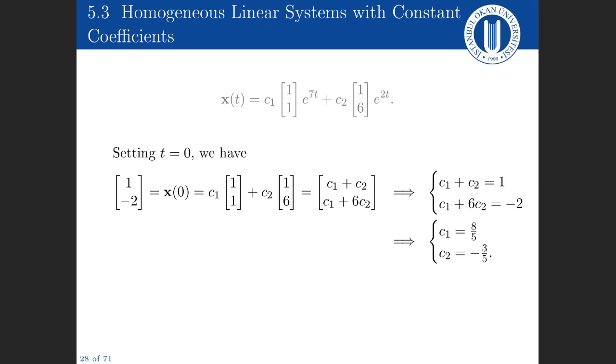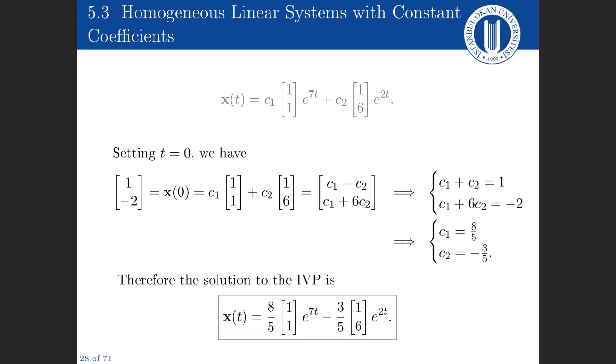And then we're ready to write down the answer to this problem. The solution to the initial value problem is 8 over 5, 1, 1, e to the power 7t, minus 3 over 5, 1, 6, e to the power 2t.